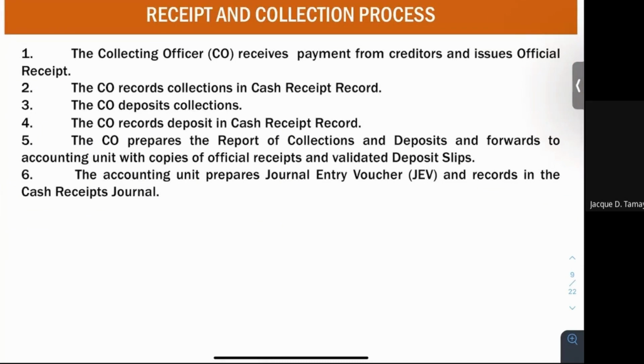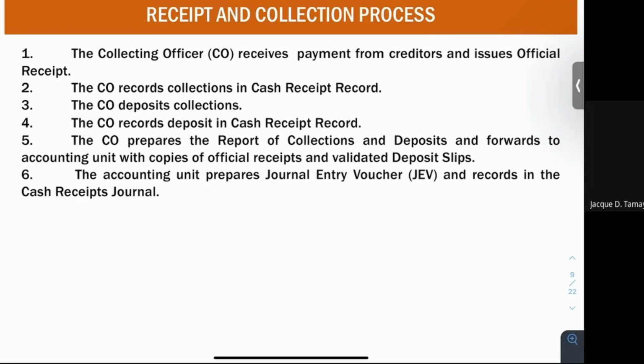Now, let's look into your receipt and collection process. We're done talking about your revenue, and about what if it is impaired. After recording that revenue, you can now receive. So what's the process of your receipt and collection under the government? The first one is that the collecting officer receives payment from creditors and issues an official receipt. Take note, the official receipt is only given by the collecting officer upon receipt.